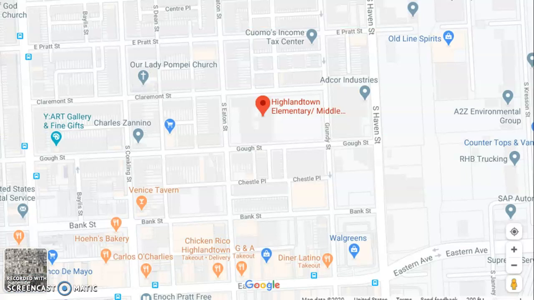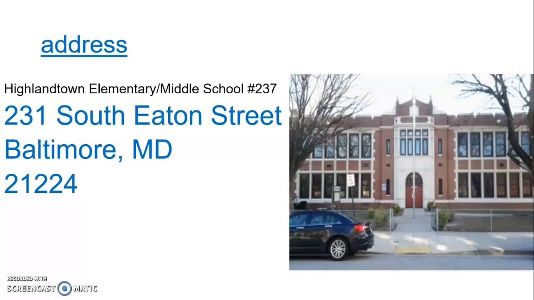This is a map. Es un mapa. Y aquí está Highlandtown Elementary Middle School. And this is the address for Highlandtown Elementary Middle School number 237. The address is 231 South Eaton Street, Baltimore, Maryland, 21224. This is the address for Highlandtown Elementary Middle School, number 237.